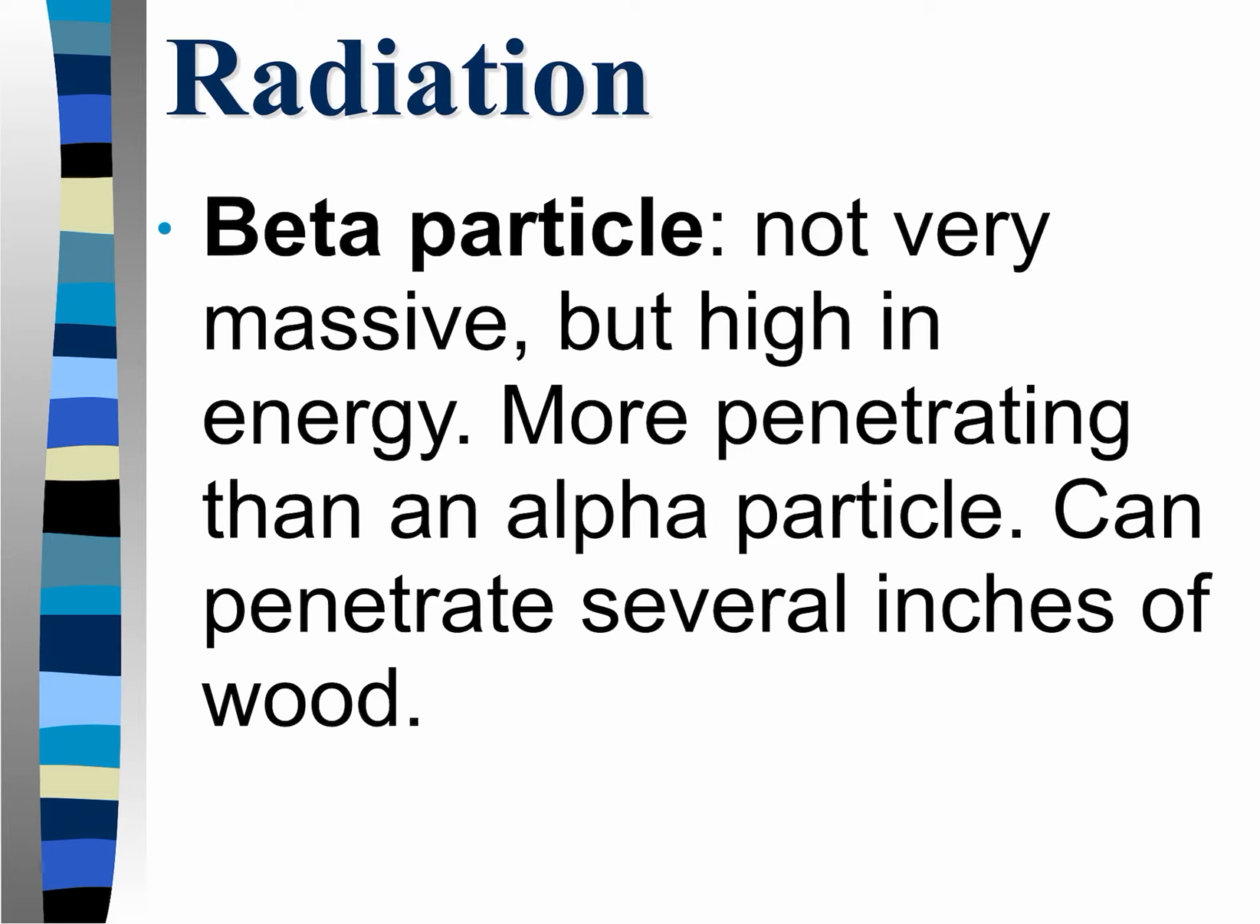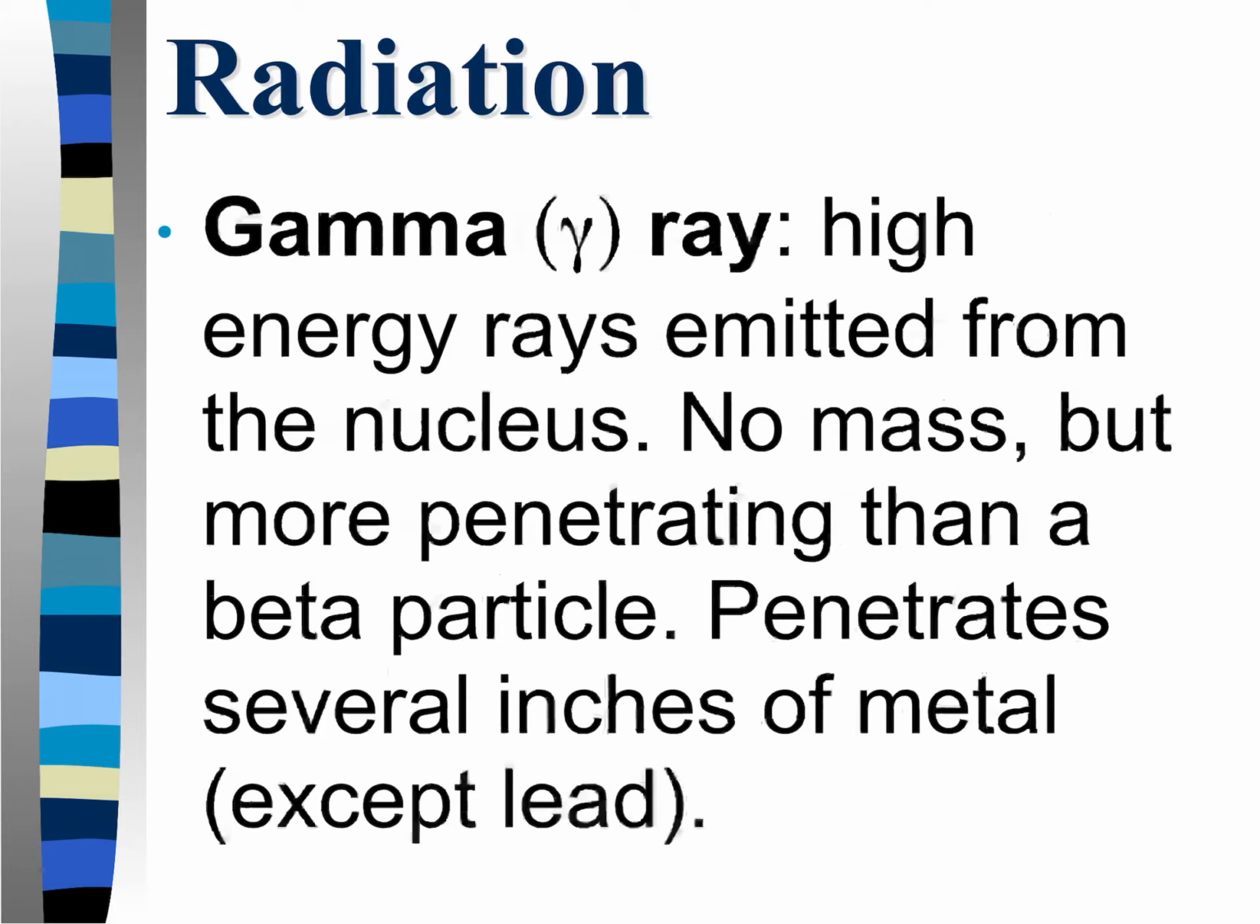All right, so we say that the beta particle is not very massive, so it's not going to be very dangerous. It is high in energy, though, so it will penetrate wood, but it is blocked by metal. Also, the negative charge on the electron slows the particle down.